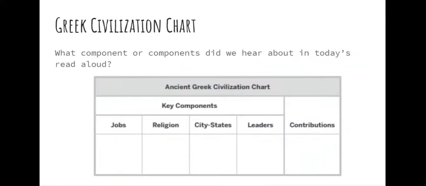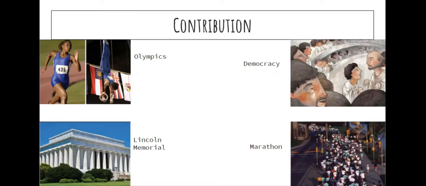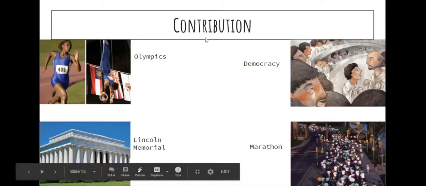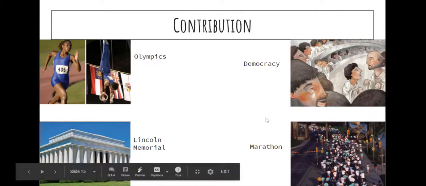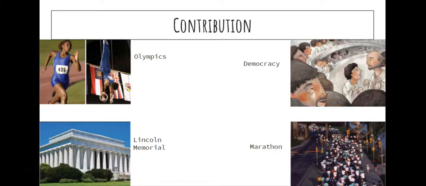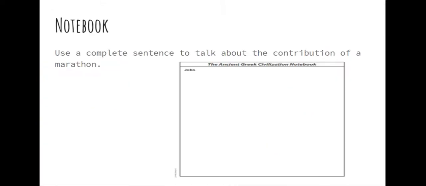So as we look at our Greek civilization chart, we are talking about one of our categories, which is contribution. And remember, contribution means something that an ancient civilization started and is still used today. And that was the race of a marathon. It was that 26 miles, and that's still being run even today. Many, many times a year, there are marathons. So I want you to talk about, and write a sentence talking about, the contribution of a marathon.